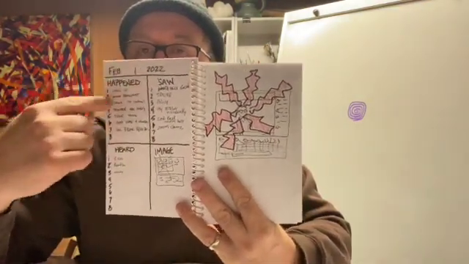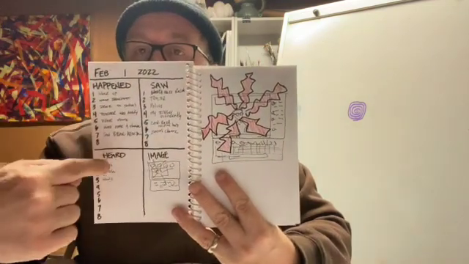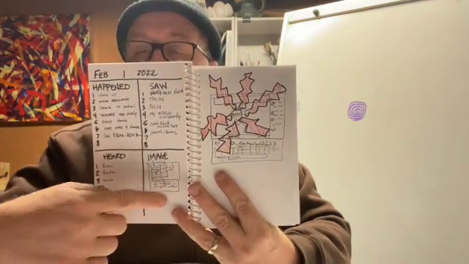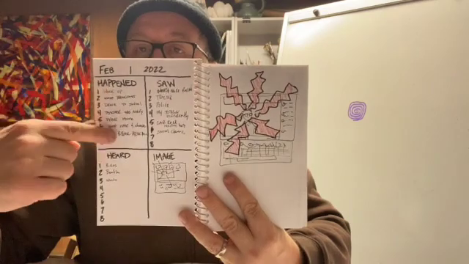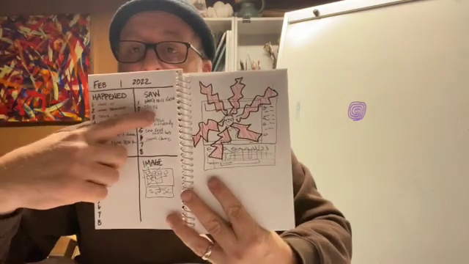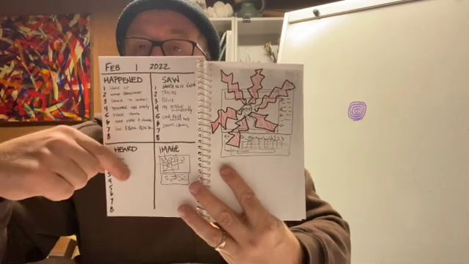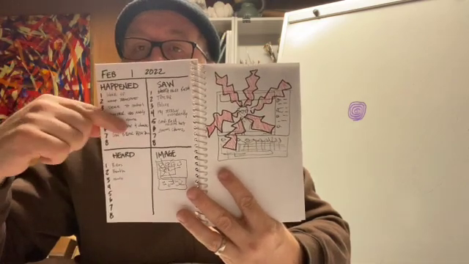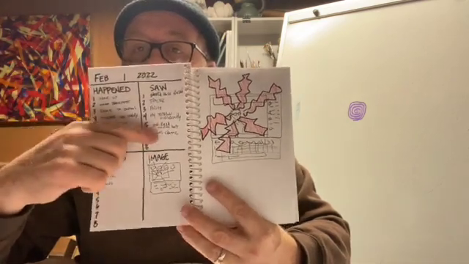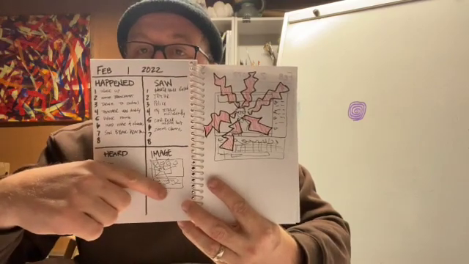You draw your date, your happen box, saw box, heard box, image box, okay? And then throughout the day, you can write this stuff down, okay? Like what you heard that was interesting, what happened that was interesting, what you saw that was interesting. And then you can make a little drawing of it.